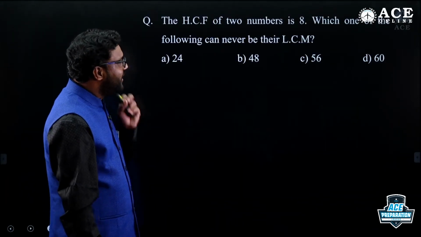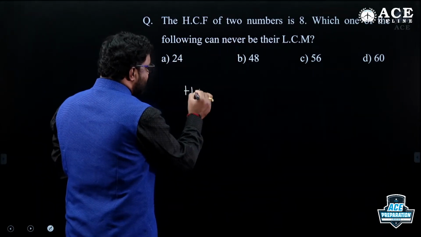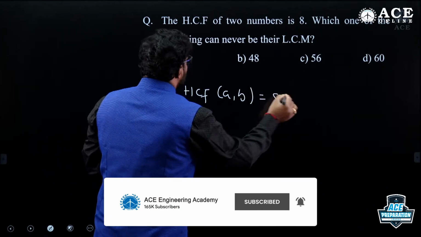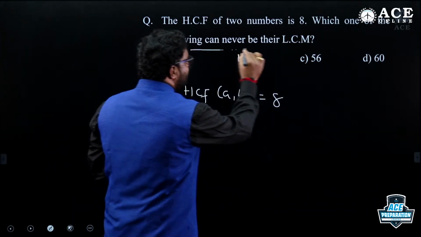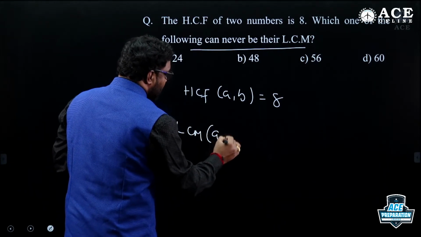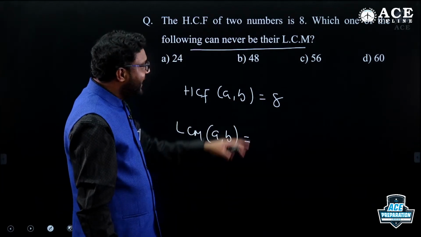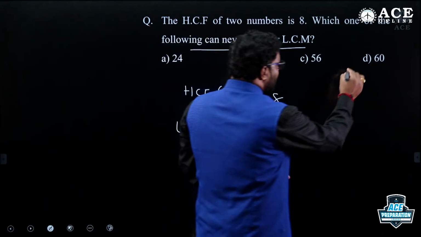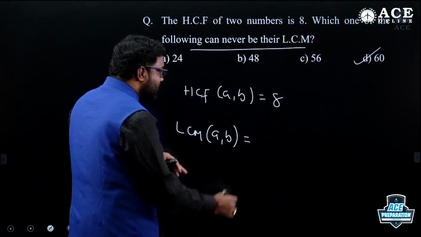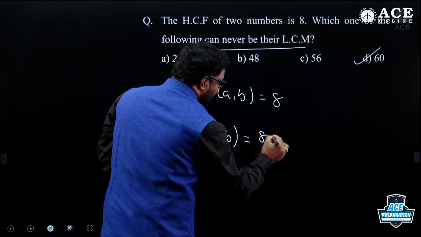See, a question related to that: HCF of 2 numbers is 8. Which one of the following can never be the LCM? LCM must and should be an 8 multiple. As HCF is 8, the LCM for the same numbers must be an 8 multiple, so 8 multiple which can never be 60.